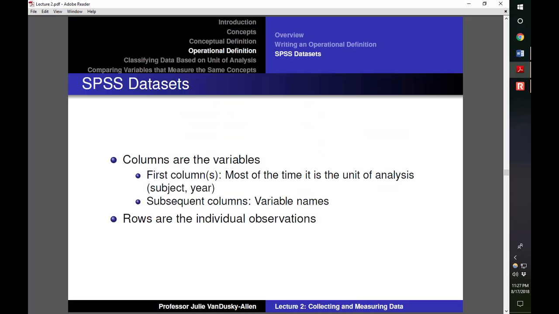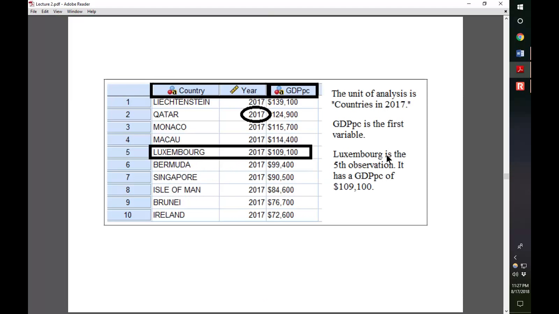Next, the rows are where you enter in the data for the individual observations. So for observation 5, the country is Luxembourg, the year is 2017, and the value for GDP per capita is $109,100.